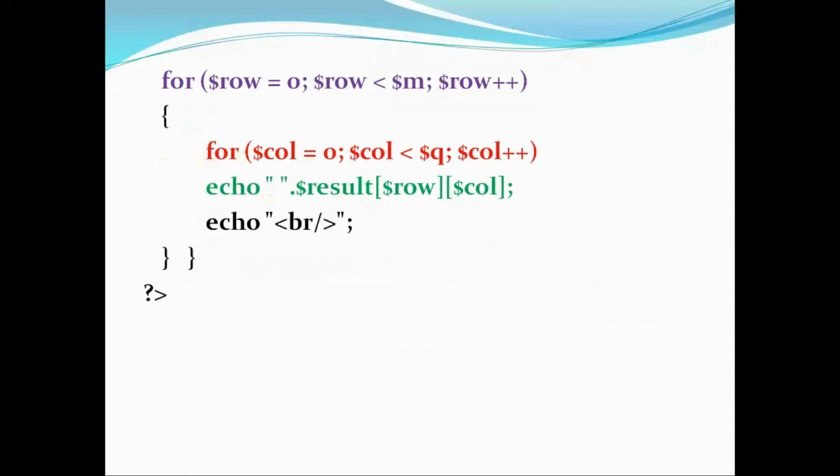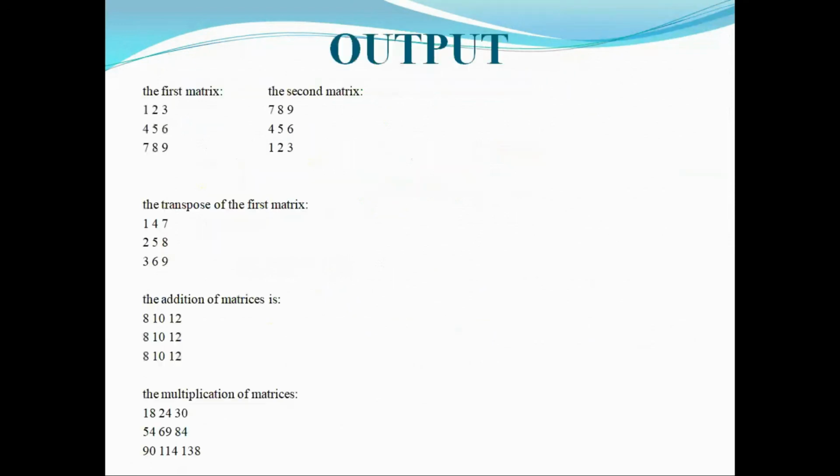After that, we know that in order to end any PHP script, we use the symbol question mark greater than symbol. This ends the lab program 8, basic operations of matrices, that is addition, multiplication as well as the transpose of a matrix. After executing that, you are going to get the output like this.